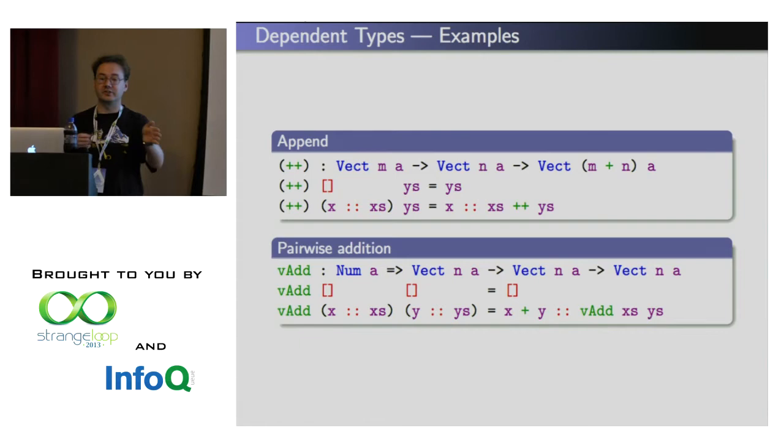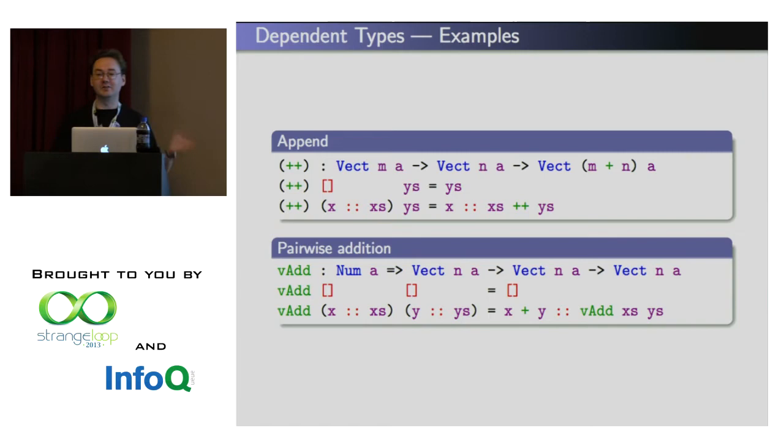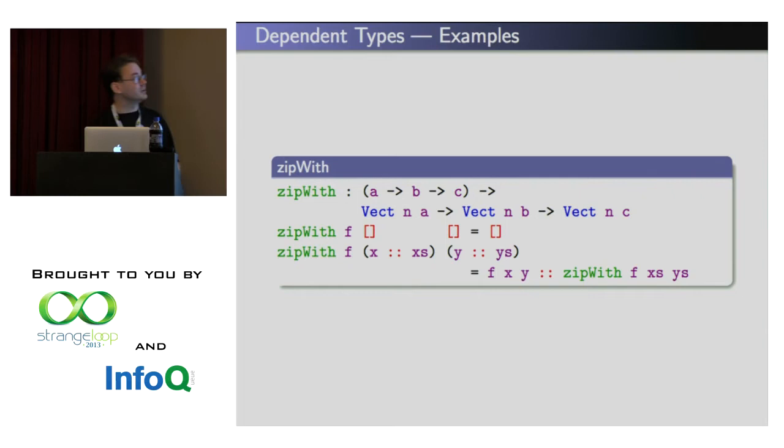If you've ever written something in Haskell using something like zipWith, you might find that you've got two lists of different lengths, and you don't get the type error until runtime if your lists don't happen to be the same length. So zipWith, we can write too. ZipWith is pretty much the same thing. It's just that we've lifted out the function, so we have higher order functions as well. And yeah, it follows the same structure.